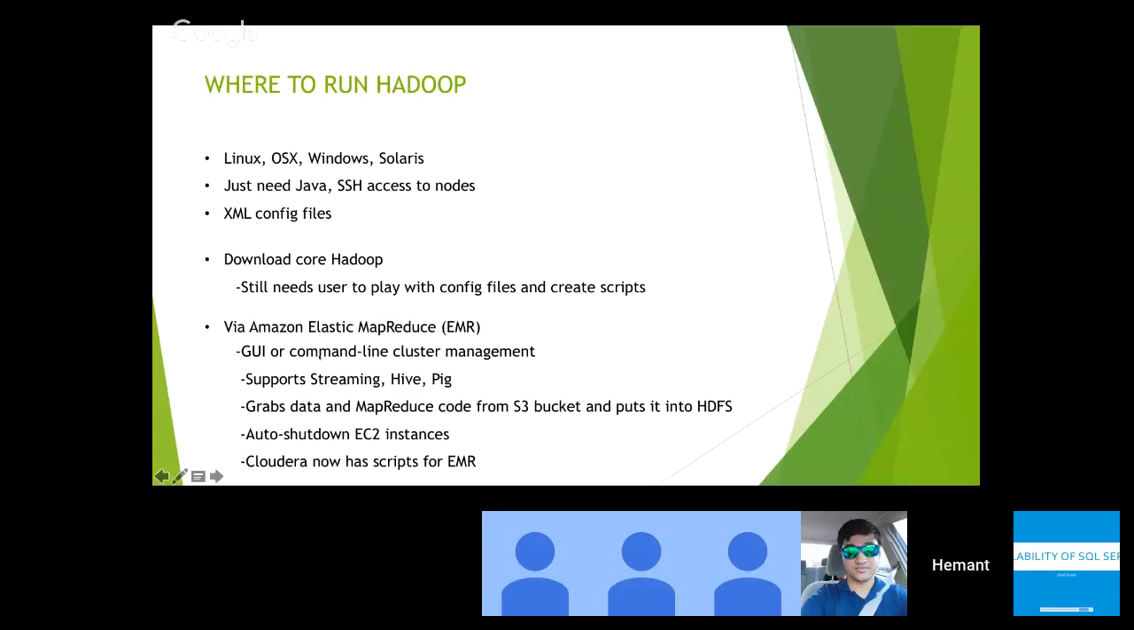You can also use it via Amazon Elastic MapReduce. They have a GUI or command line cluster management utilities. They can support both streaming of data and Hive and Pig. You can grab the data and MapReduce code from sources like an S3 bucket and put it in HDFS, with auto shutdown of EC2. So basically, the scaling feature of EMR can be done through EC2 instances. I think this is the last one.